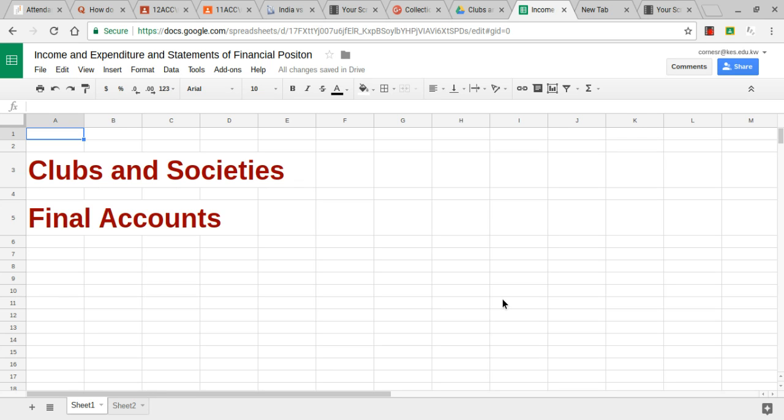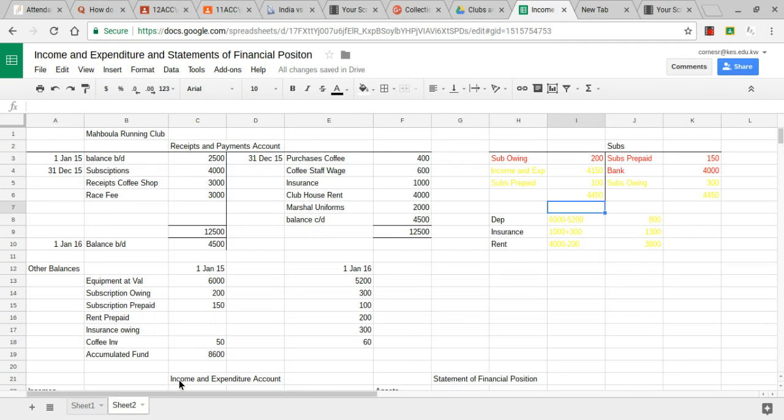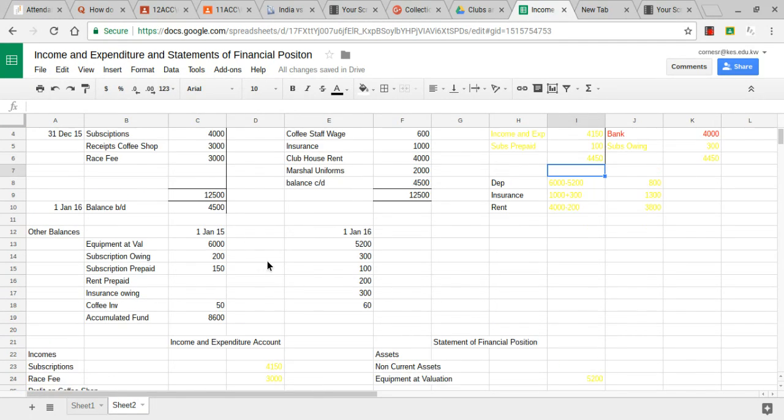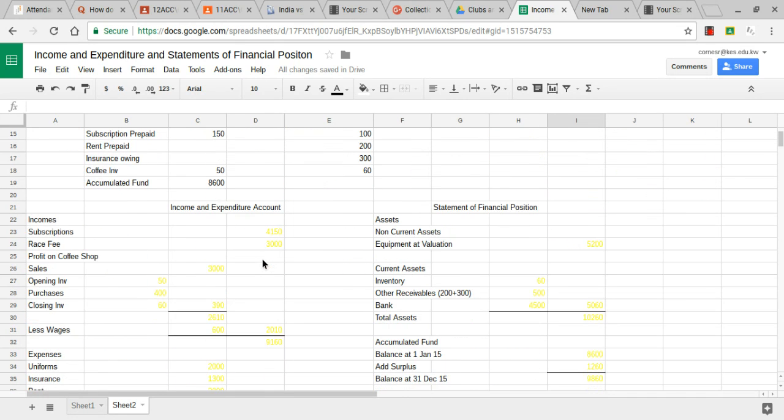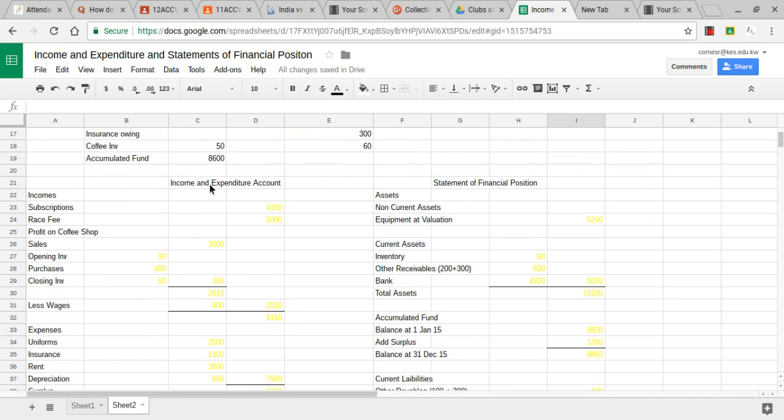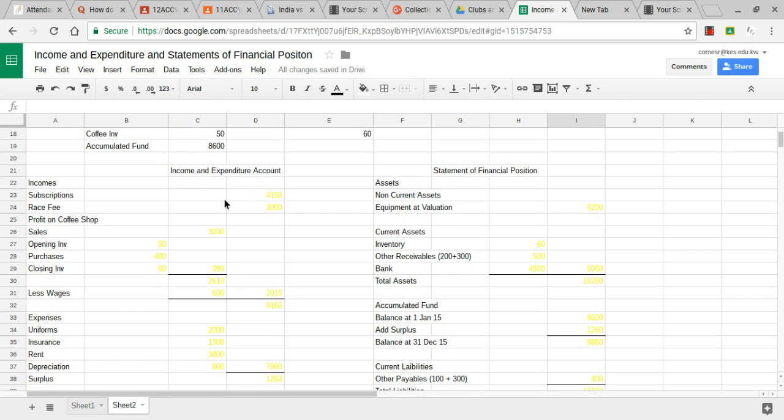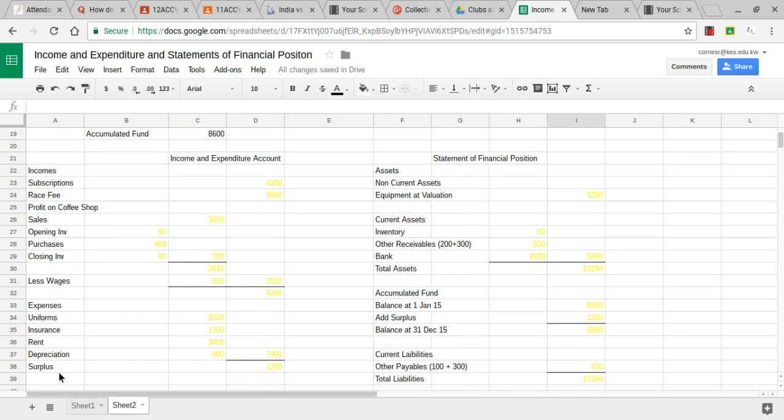It's going to be relatively quick, just looking at clubs and societies and their final accounts. Very, very quickly, a couple of changes to final accounts of clubs and societies. The first thing is the income statement is now an income and expenditure account, and at the bottom it will have either a surplus or a deficit for the year.